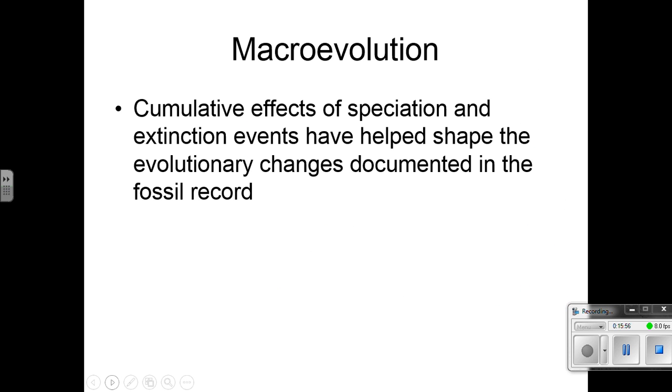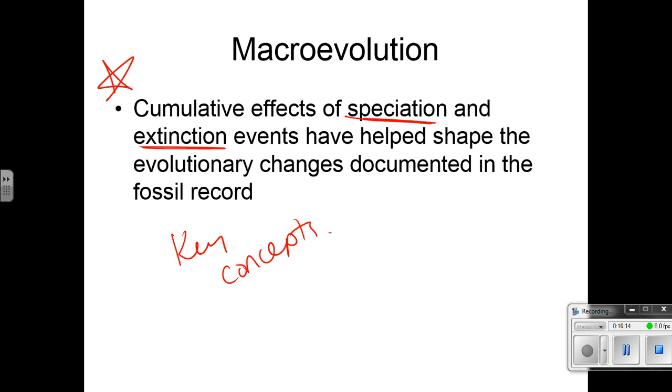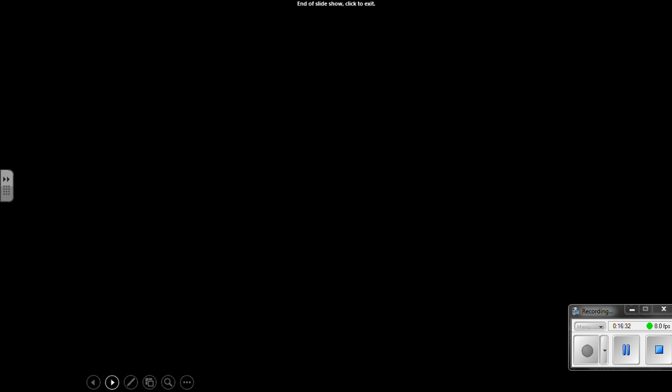The cumulative effect of speciation and extinction events have helped shape the evolutionary changes documented in the fossil record. This is kind of the key concept here. This is what we're getting at, is that speciation and periods of extinction, periods of dramatic change, like natural disasters, like volcanoes and earthquakes and tsunamis and things that have really pushed or driven evolution. Those are things that make up our fossil record that is so crazy, and there's so much in it and so many differences in it. And that's it for today.